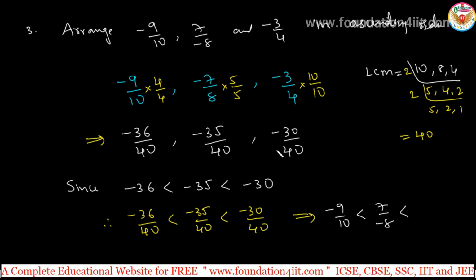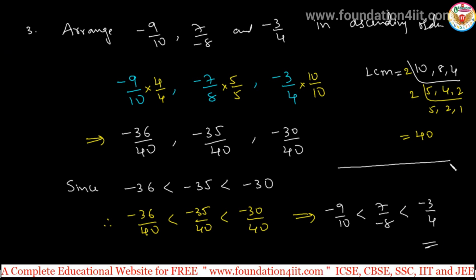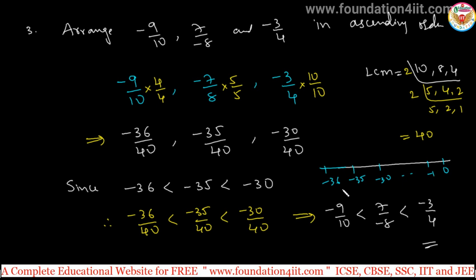Next to minus 30 by 40 is negative 3 by 4. Accurately got, according to the given. So this is in order. Why? Because you took minus 36 and minus 35. On the number line, if you observe, 0, this side is minus 1. So on, if you take next to minus 30, then minus 35, minus 36. So minus 36 is less than negative 35, which is less than negative 30.